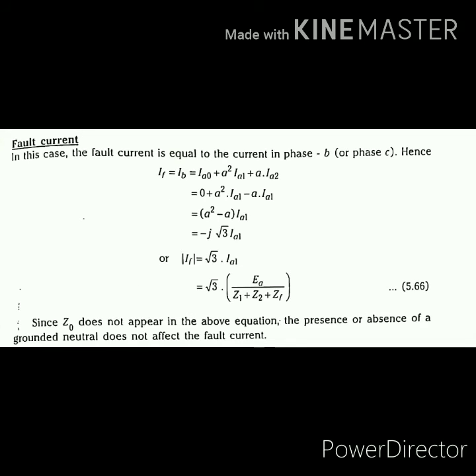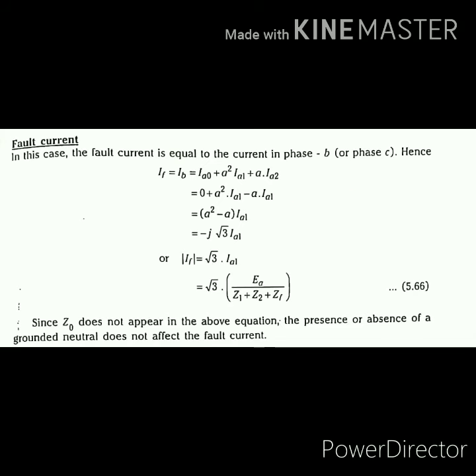Analysis of fault current is very important. IF can be taken either as IB or as IC, because the fault current is equal to the current in phase B or the current in phase C, any of these. So if you take IB, we get IA0 plus A square into IA1 plus A into IA2, and finally you get IA2 is nothing but minus IA1.